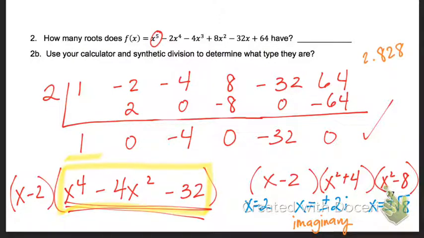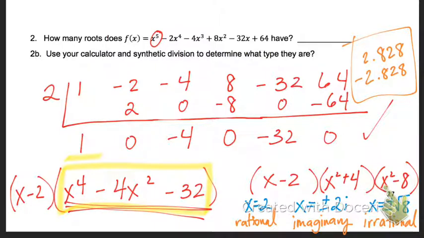2.828 and negative 2.828. So I want everybody in your calculator right now to type in the square root of 8 and get a decimal. I got x equals plus or minus 2 square root 2. That's fine, 2.828 is a square root. Isn't that crazy? But then plus or minus. So we call these irrational, meaning they're just under a square root because the decimal doesn't end. So we've got the rational, the imaginary, and the irrational.